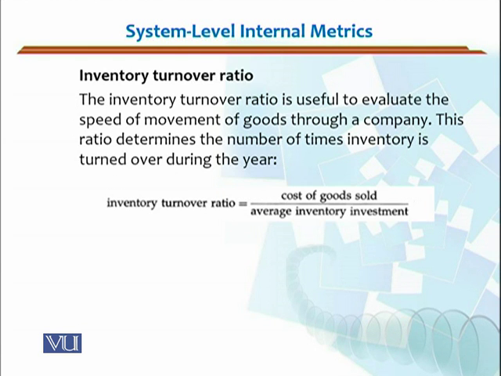Then we have inventory turnover ratio. The inventory turnover ratio is useful to evaluate the speed of movement of goods through a company. How quickly your inventory actually moved from your company to the other stage in your supply chain. This ratio determines the number of times inventory is turned over during the year. So inventory turnover ratio is equal to the cost of goods sold, CGS, divided by the average inventory investment. This will give you the average inventory turnover ratio.